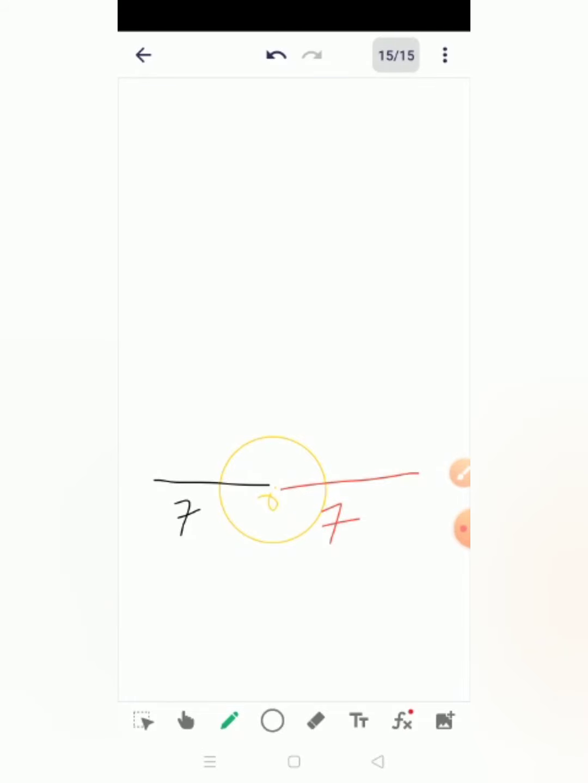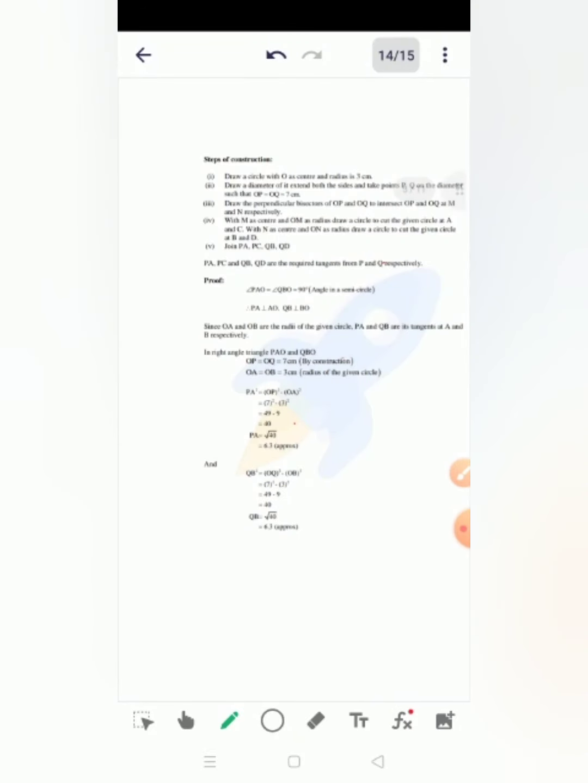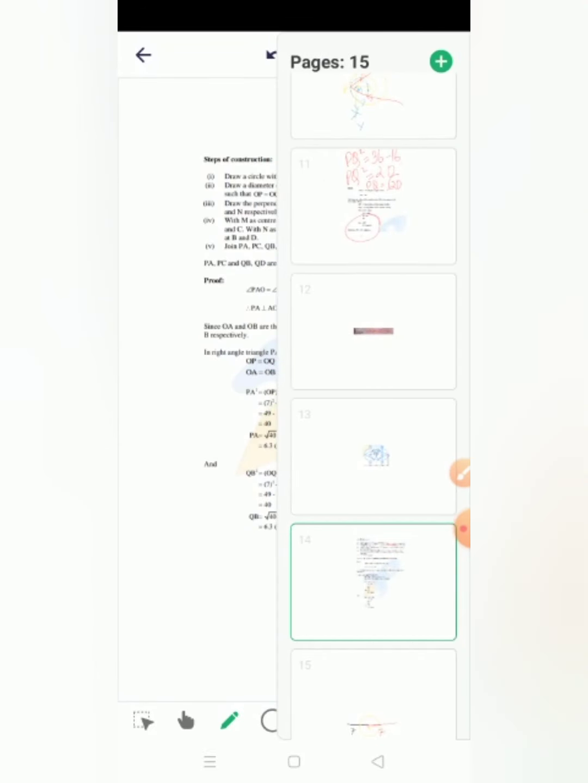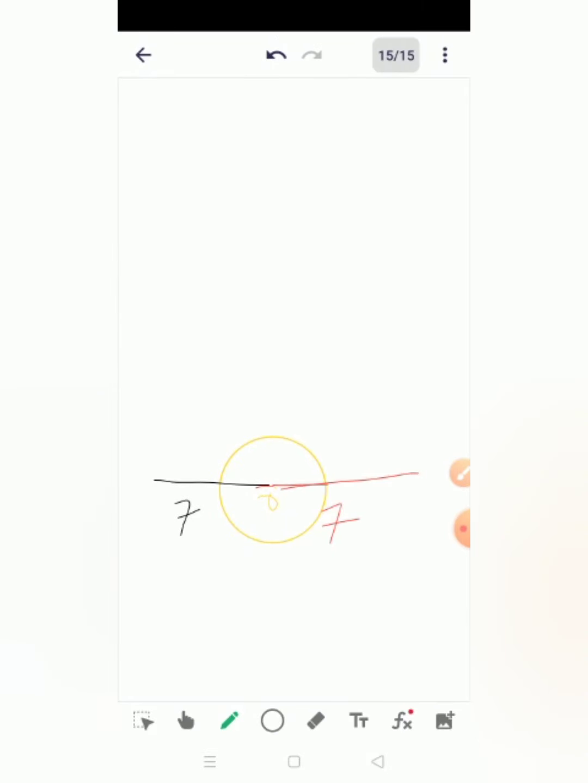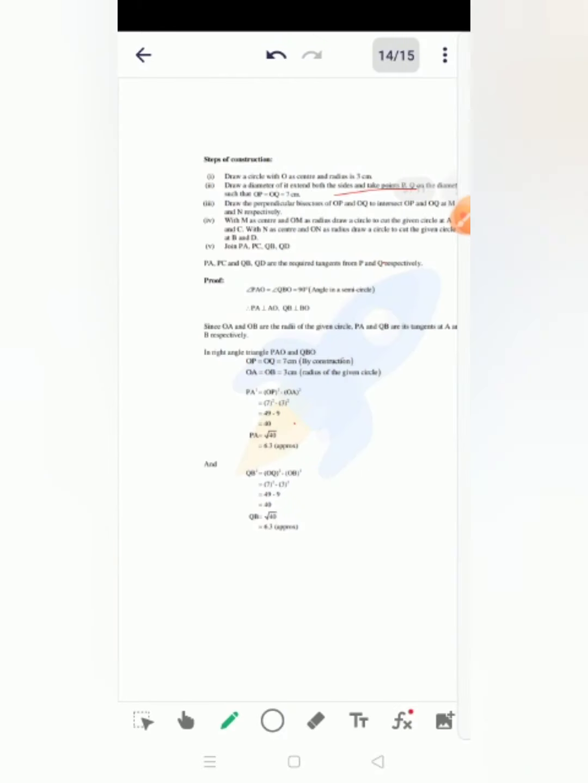This is set out by the steps of construction. After taking 7 centimeter from the center on both sides, what does the next step say? OP should be equal to OQ. Let's name this point P and this point Q. So OP should be equal to OQ, equal to 7 centimeter. And then draw the perpendicular bisector of OP and OQ.